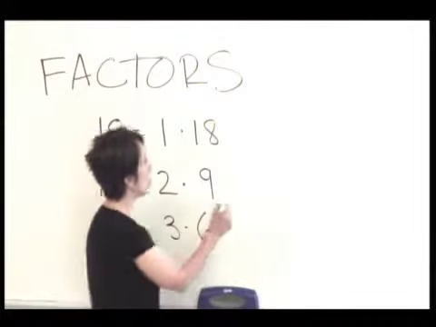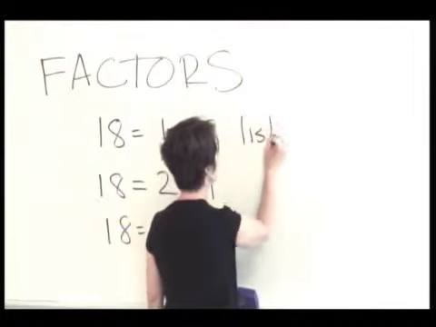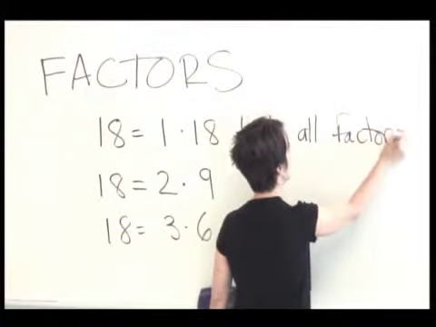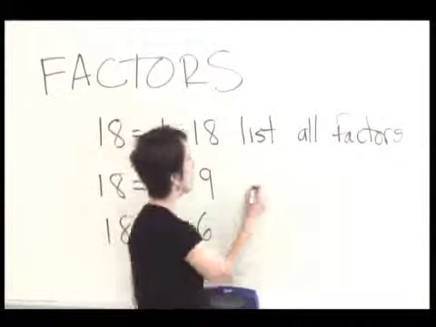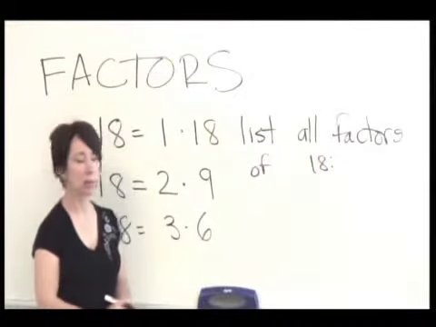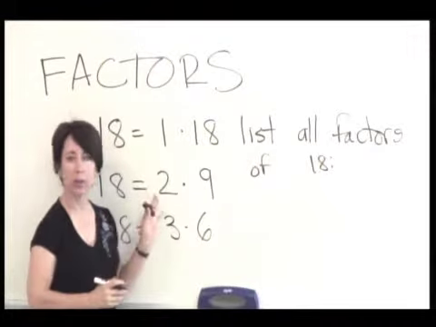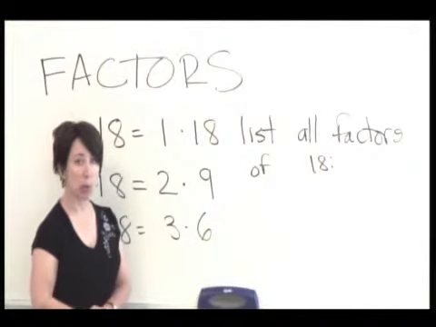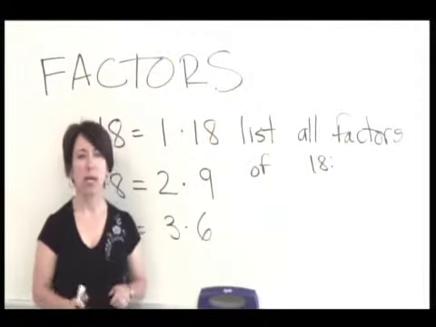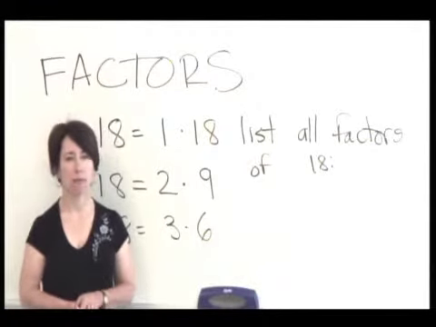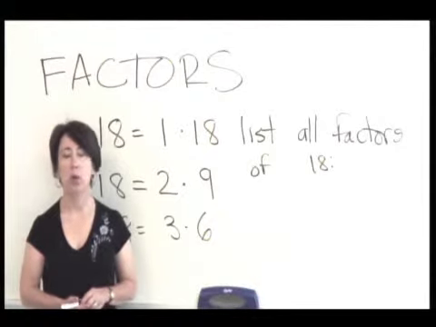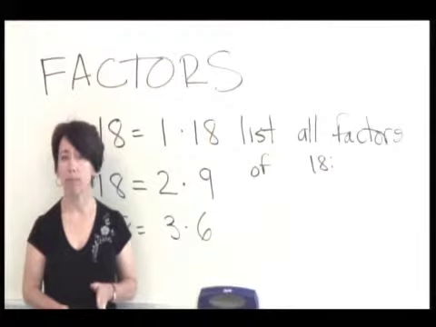So if we were to list all the factors of 18, we would use these as our stepping board. Now, one of the things my math lab is going to ask you to do is to list all factors. And the easiest way to keep track of that is to go about it in a systematic way.